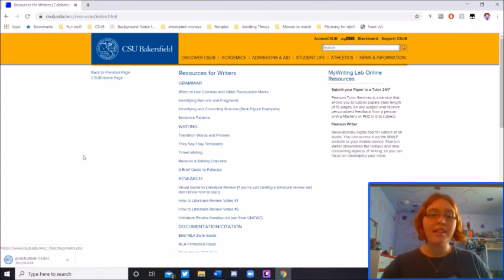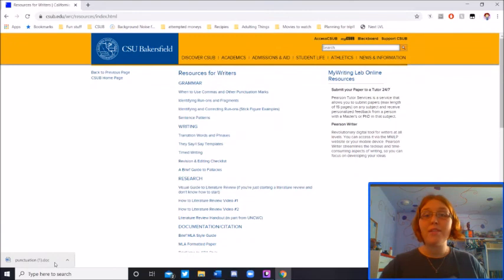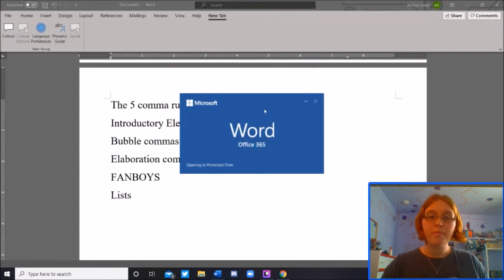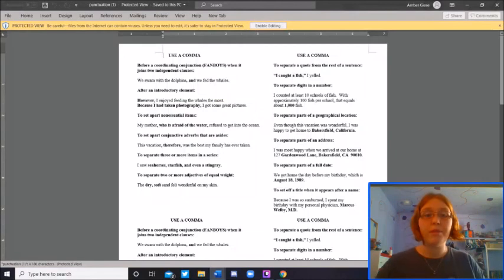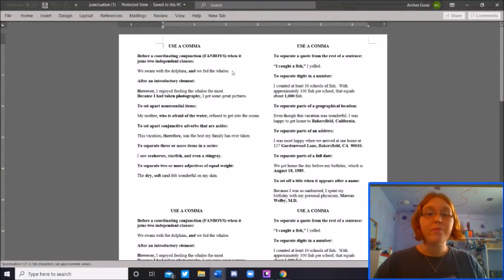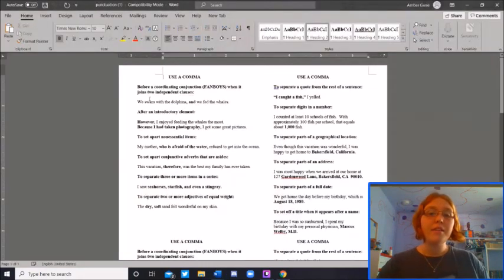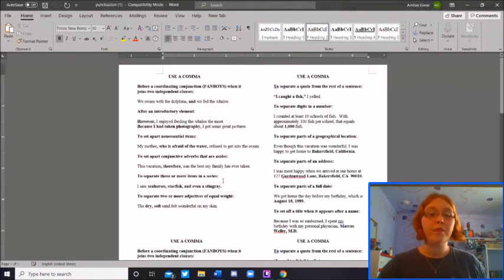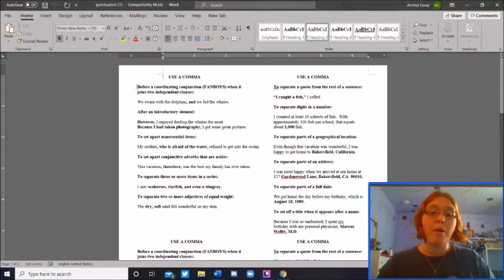You're going to click that and it's going to download something onto your computer. As you can see, I've already downloaded one before, and that's because everyone can use a little reminder every now and again. So I'm just going to click it, and it's going to open up on your computer. I'm going to hit Enable Editing. And this is for using a comma. You're just going to want the top half of the paper because the bottom half is just a repetition of the top.